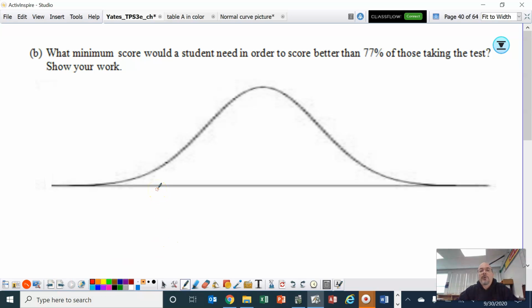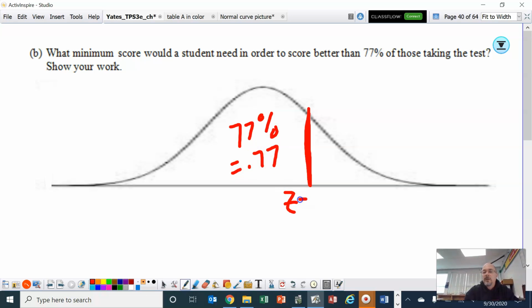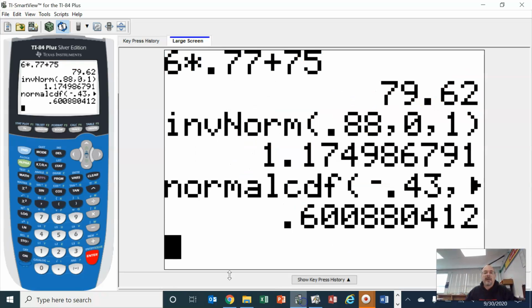What minimum score would a student need in order to score better than 77% of those taking the test? So, okay, 77% is going to be over here somewhere, because you're scoring better than 77%, right? So this is where we have to use that inverse norm. All right, so let's pull that up. Let's do that quick.